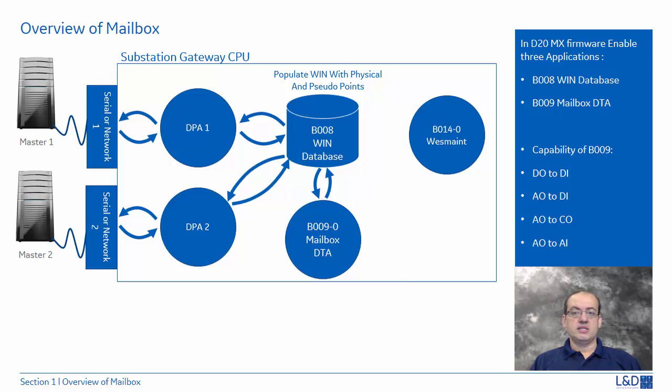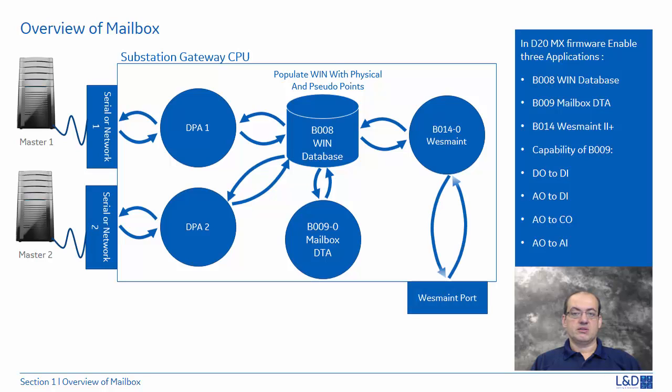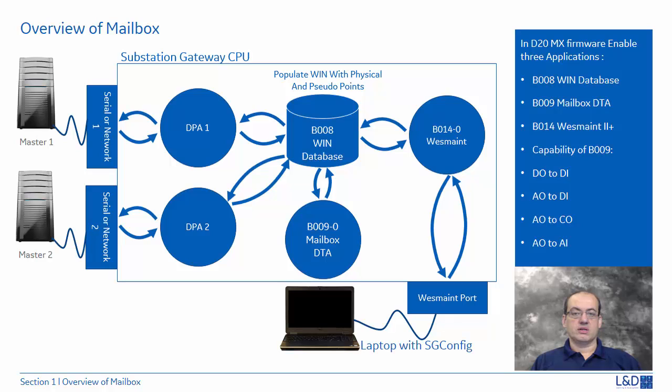In order to see the changes, the last application that we will need to enable is B014. B014 basically will communicate with the WIN database, and through the westmain port, it will connect to our sgconfig terminal and then show us the activity of the points in the sgconfig terminal.